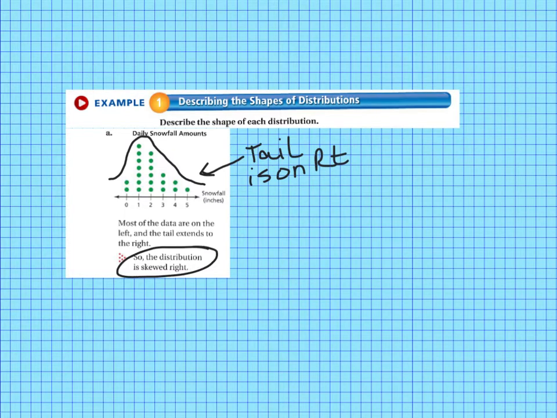So when you go to write your steps in your notebook, you might want to say that you look at or outline the shape of the distribution and see where the tail is.